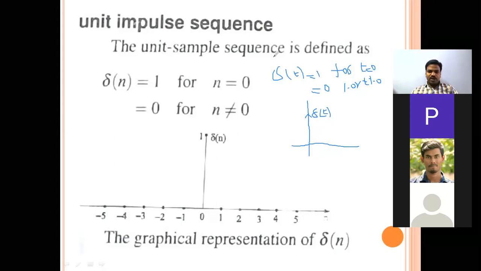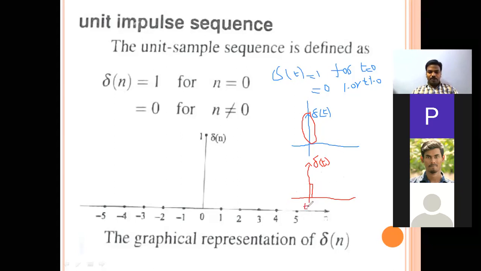Is it continuous or discrete? Is it a continuous signal or discrete? That is a very important doubt you have to raise in your mind. So in this particular case also, the original signal is like this. Delta of t, now see here, you are having a small pulse at time t is equal to 0.